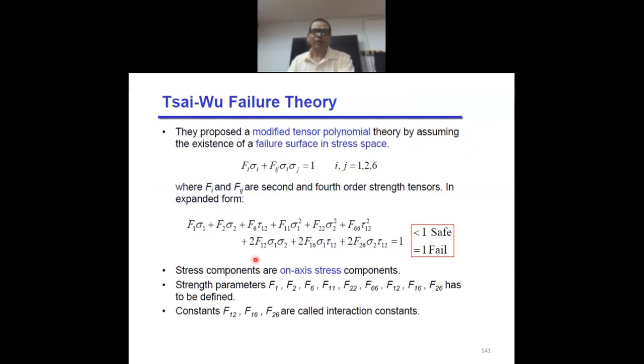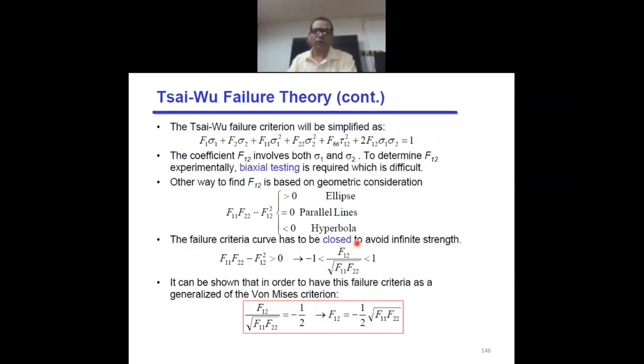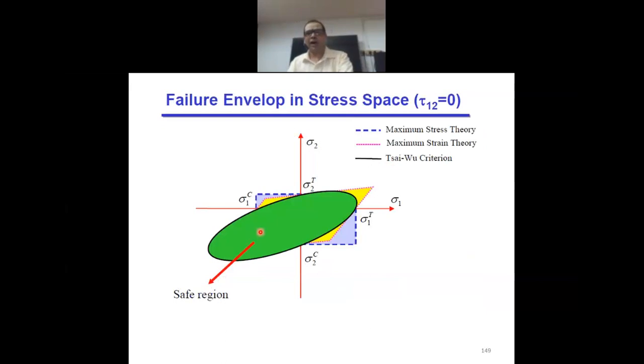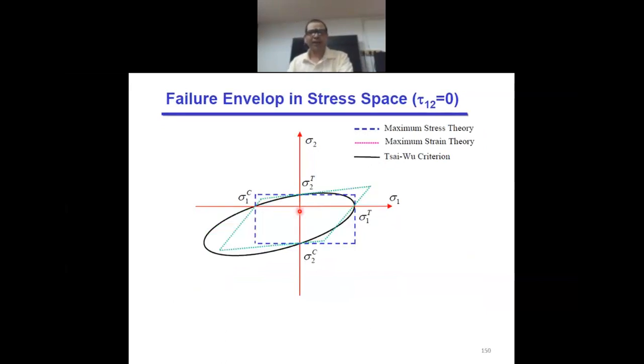Similarly, Tsai-Wu, this is the criterion, and there are procedures to find F1, F2, F6, F11. So many terms are there, and if you find those, finally this is the relation proposed by Tsai-Wu. If we substitute again sigma 1, sigma 2, sigma 1 square, sigma 2 square, tau 12 square, and sigma 1 sigma 2, and if it is equal to 1, then the structure fails. Less than 1, then the structure is safe. Tsai-Wu theory, right? So the limitations are there, right?